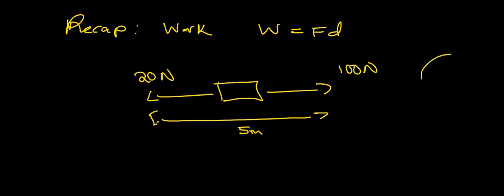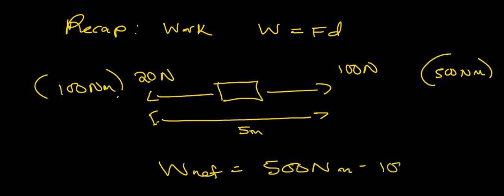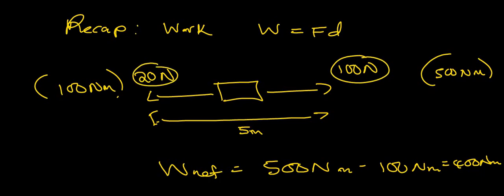The work done by this force is going to be 500 Newton meter. Those are the units for work. On this side, the work will be 20 by 5, which is simply going to be 100 Newton meter. Then the net work is simply the bigger, positive work minus the smaller work, to give you 400, right? It's the same as just getting 100 minus 20, giving us 80.